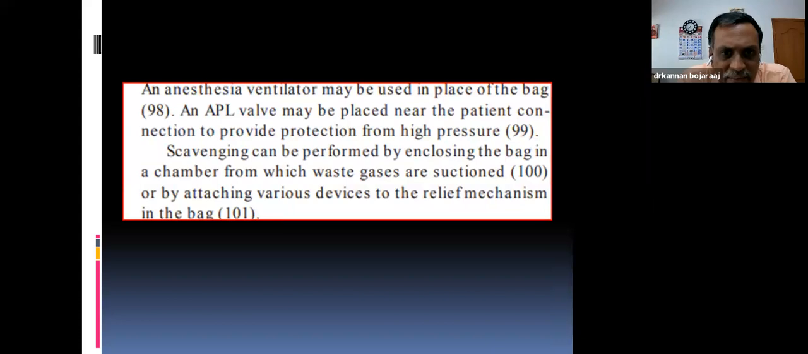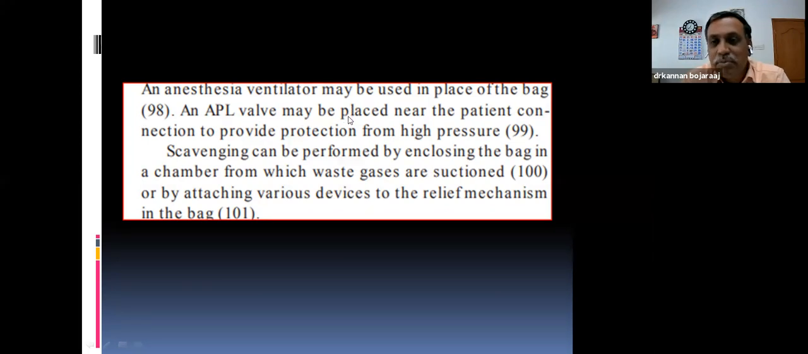And can you use this scavenging in pediatric patients? Nowadays, an APL valve is attached there, producing enormous resistance in pediatric patients. There are so many modifications of that. Scavenging is performed by enclosing the bag in a chamber from which waste gases are suctioned, by attaching various devices to the relief mechanism in the bag, the APL valve.